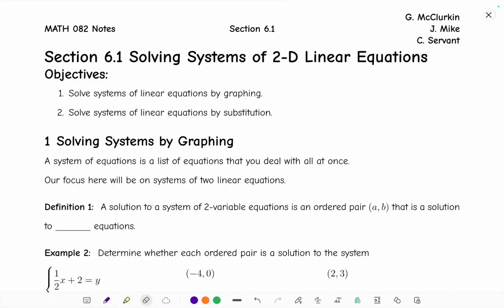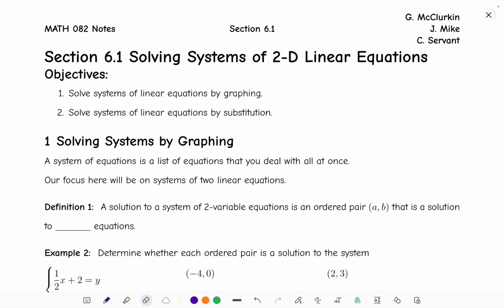Hello, today we're going to start section 6.1, solving systems of 2D linear equations. The objectives of this section are to solve systems of linear equations by graphing and solve systems of linear equations by substitution. Part 1, solve systems by graphing.